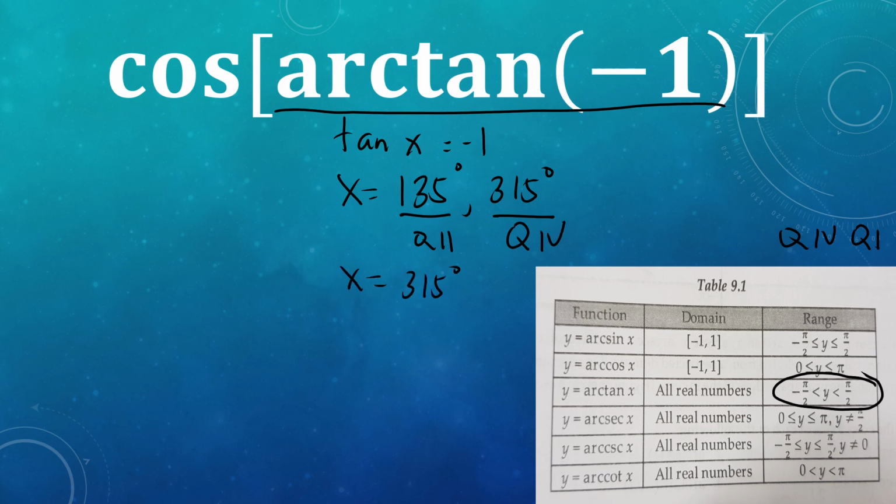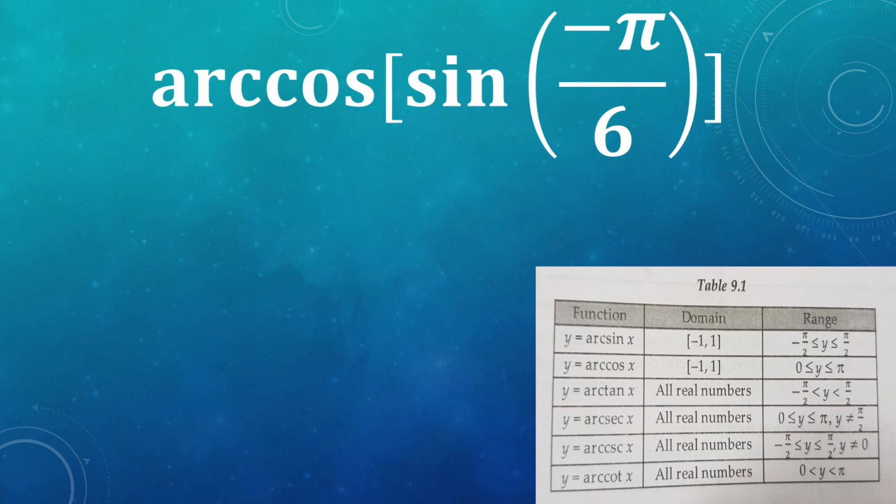No need to transform this into radian measure because we still have cosine. So bring down cosine, and the value of arctan negative 1 is 315 degrees. So cos 315 degrees is equal to square root of 2 over 2. So the answer for cos of arctan negative 1 is square root of 2 over 2. Okay, let's try another example.